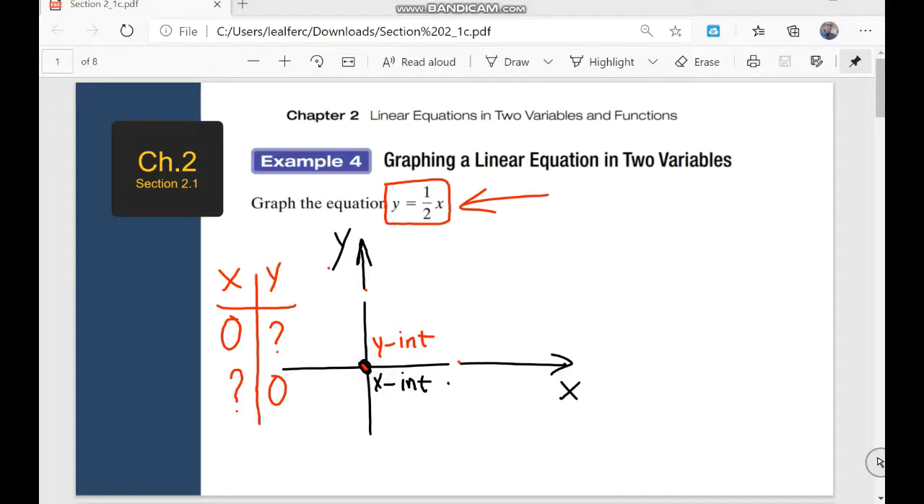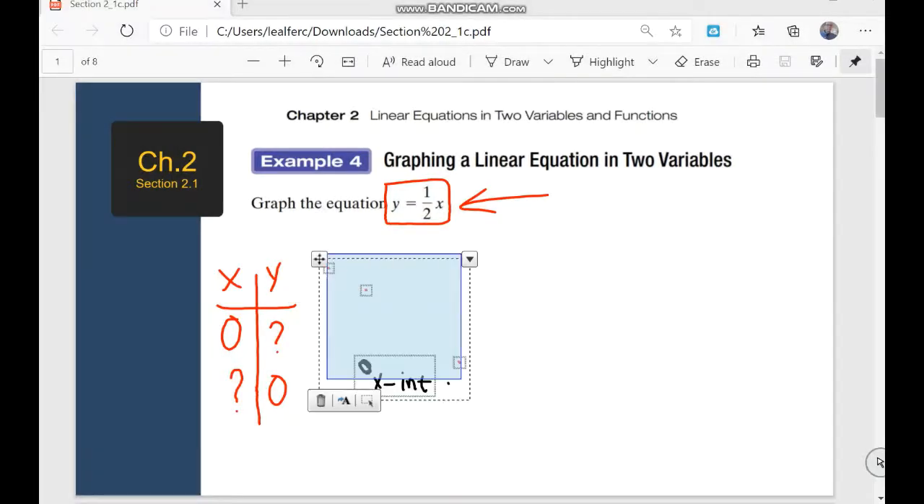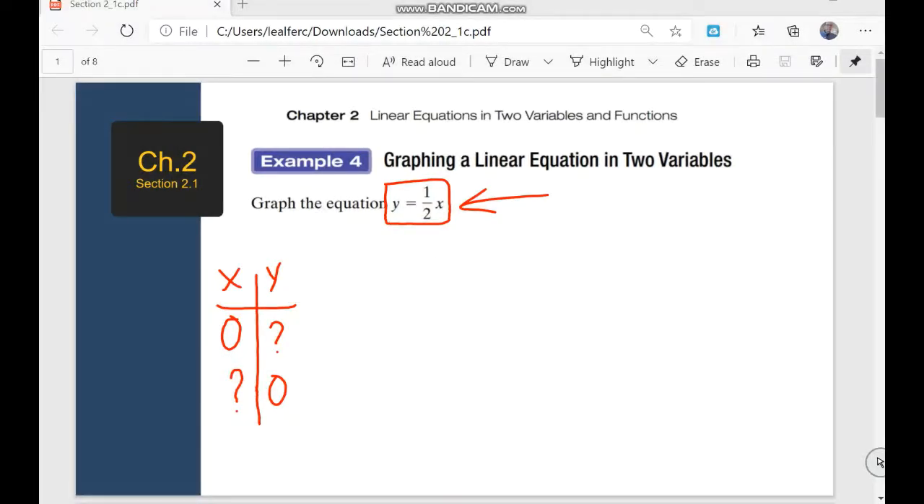I would like to ask you, what should I do now? What should I do now that I don't have 2 points to make a line, to draw a line? I have just 1 point. Now let me erase this. I don't need this anymore. Let me erase this. Help me out. How can I solve this?